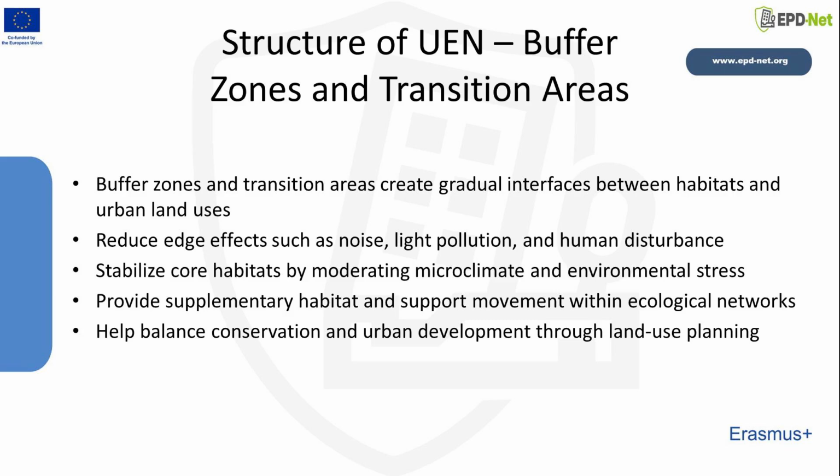Buffer zones and transition areas provide gradual interfaces between core habitats and intensive urban land uses. These areas help reduce negative edge effects such as noise, light pollution, invasive species, and human disturbance. Typical examples include low-intensity recreational landscapes, semi-natural parks, and extensive green spaces surrounding protected habitats.